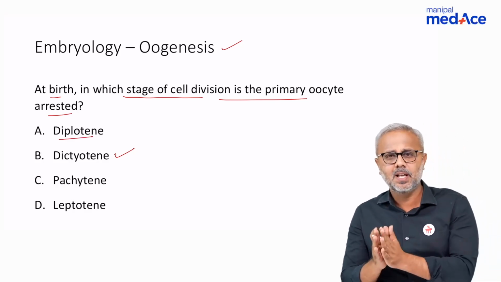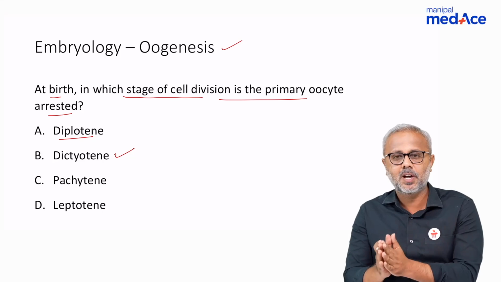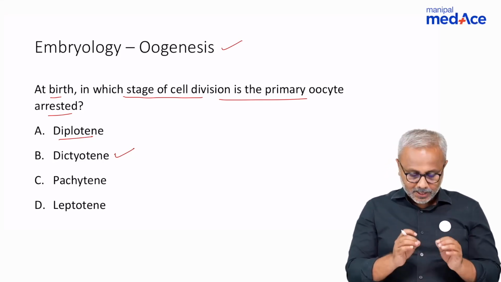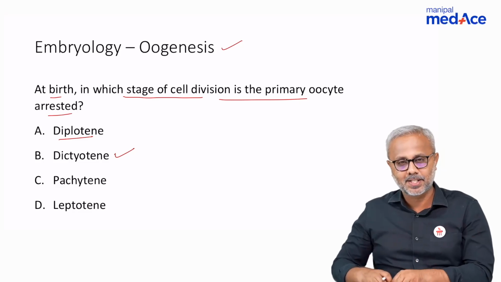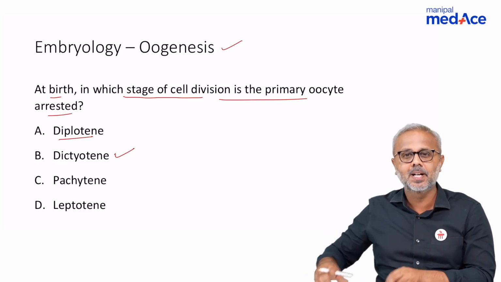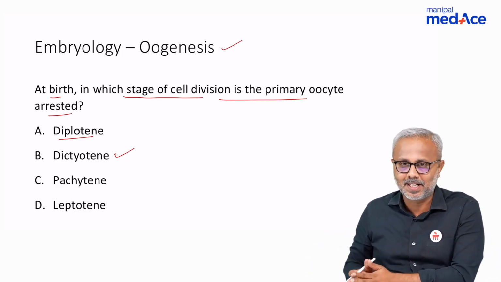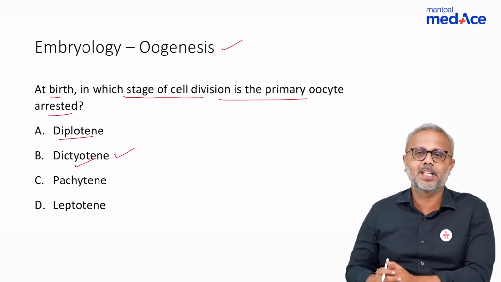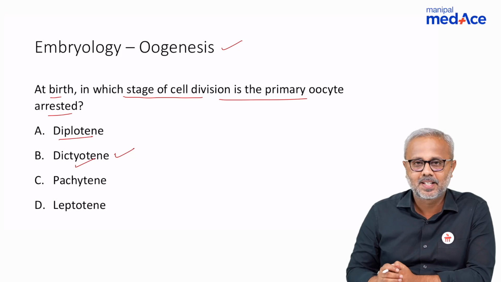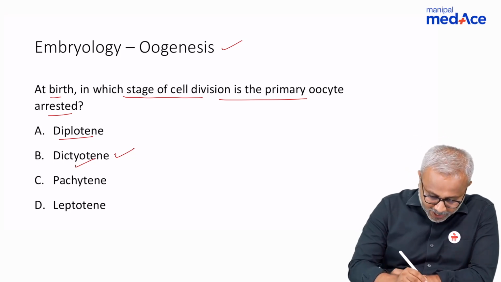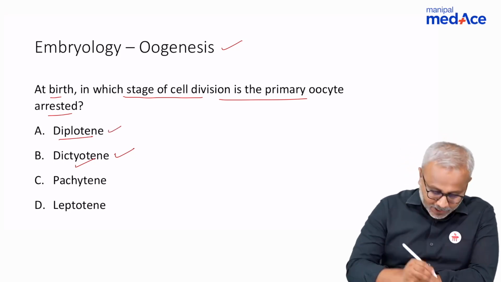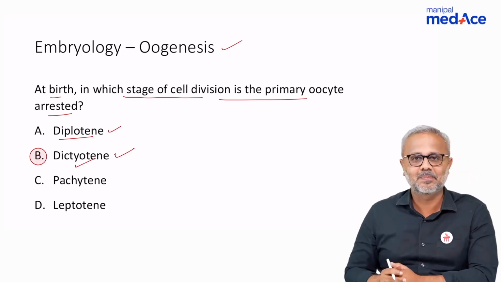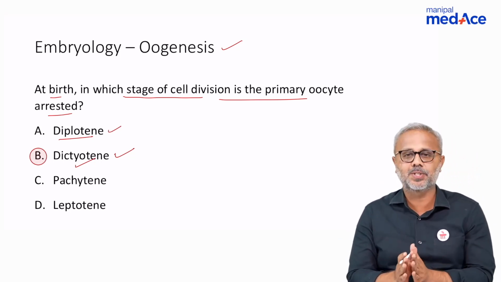Diplotene is the normal meiotic division, a subphase of prophase 1. But in oogenesis, this diplotene gets arrested for a prolonged period of time until the division is completed. So this stage of prolonged arrest is what we call the dictyotene stage. Most of you might have picked diplotene, but the best option here is dictyotene. Okay, so this is regarding one question which was asked.